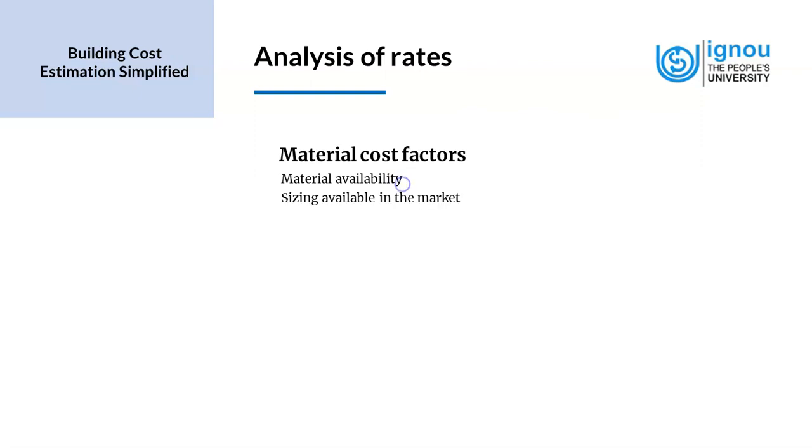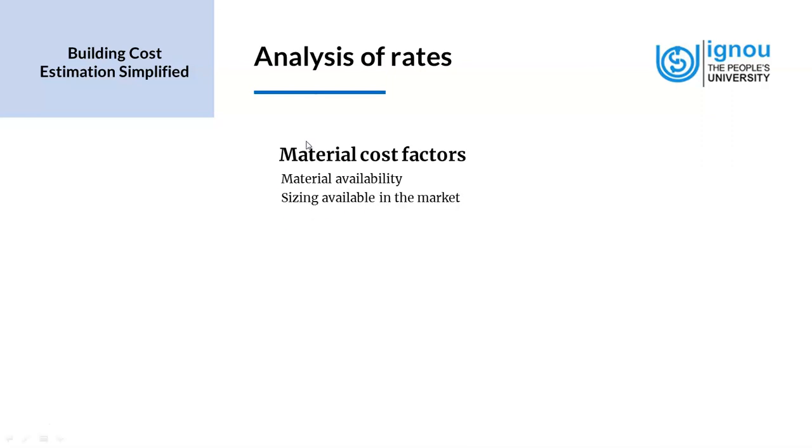Material availability is a very important factor when we have material in the market. Sometimes some of the items might be long lead items and will have to be ordered in advance and can impact the duration of the project.